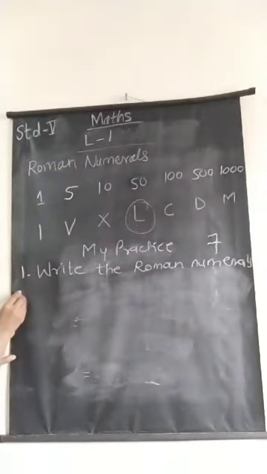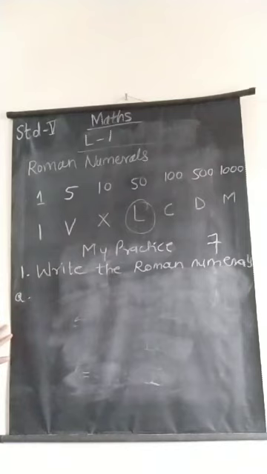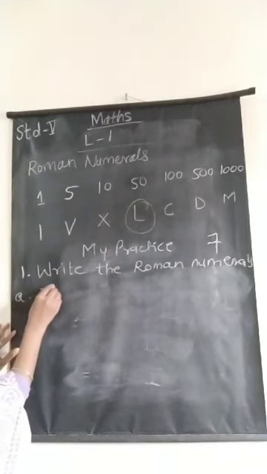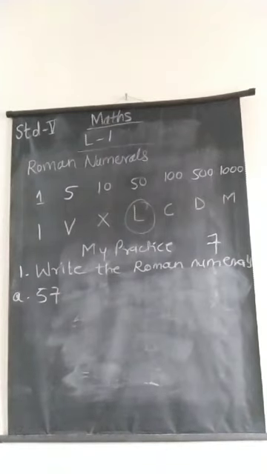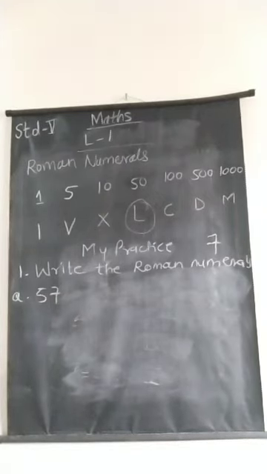Now the first is A. In that, A is 57. How is 57 written in Roman numerals? Yes students, 57 is 50 plus 7. How are we going to write 57?